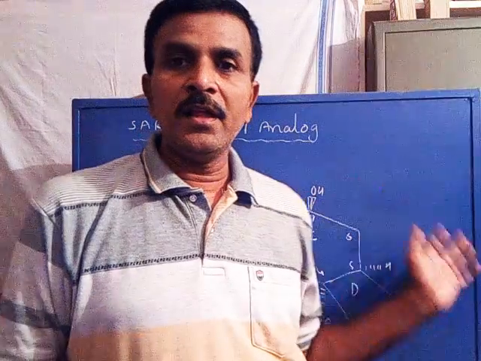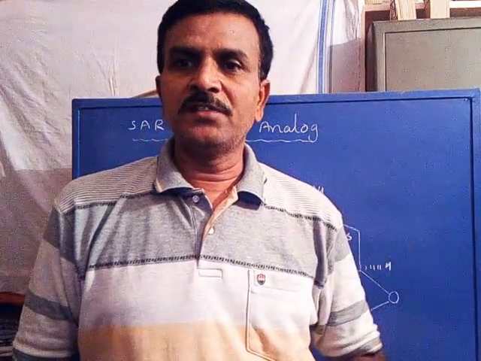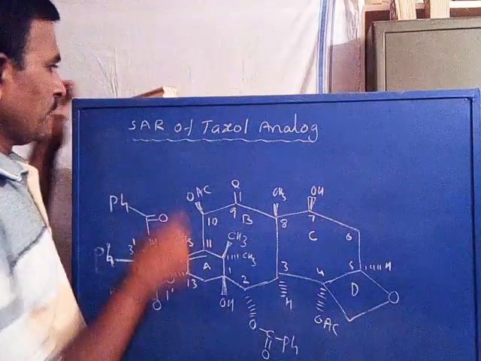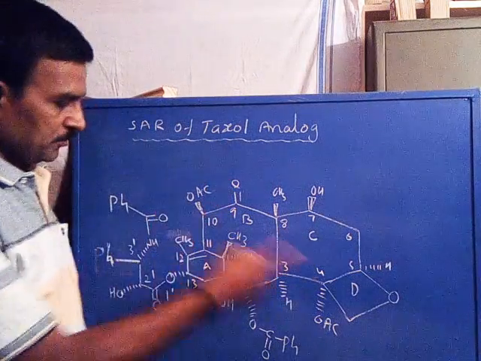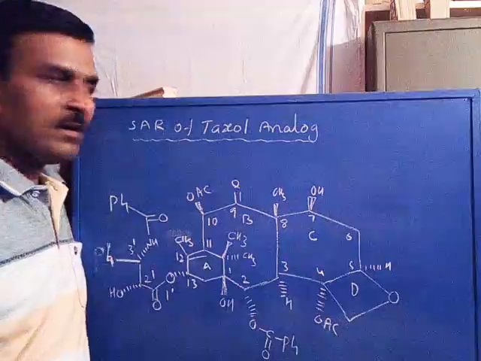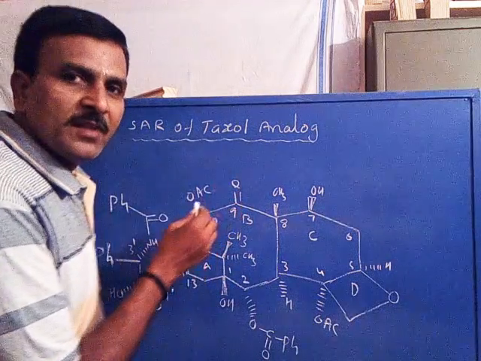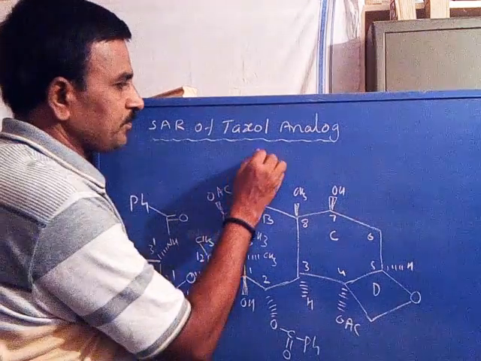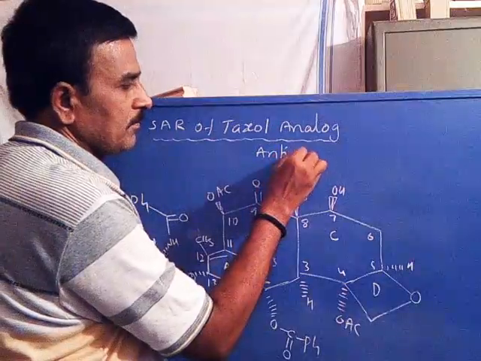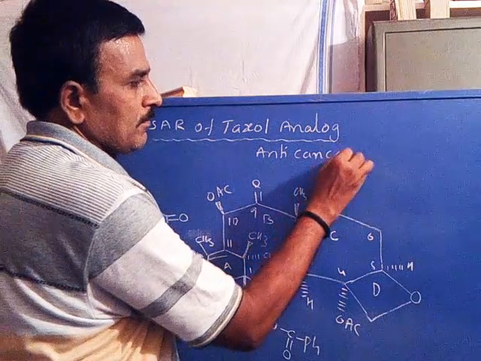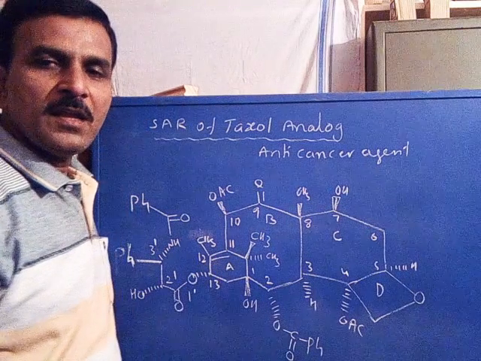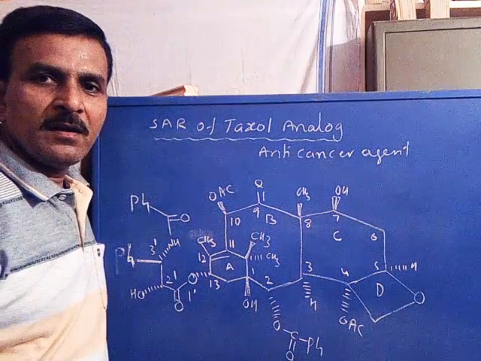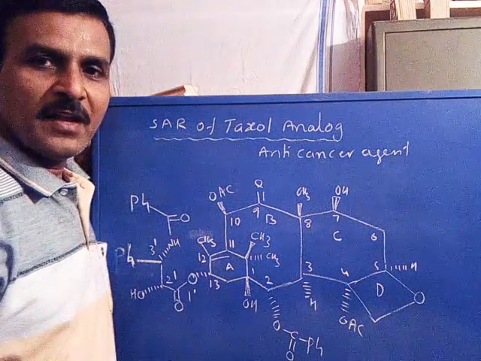I have already written its structure on the board, as its structure is complex. Structure activity relationship study of Taxol analog. Now this is the structure of Taxol analog. It is an anti-cancer agent. Taxol analog is used as an anti-cancer agent.